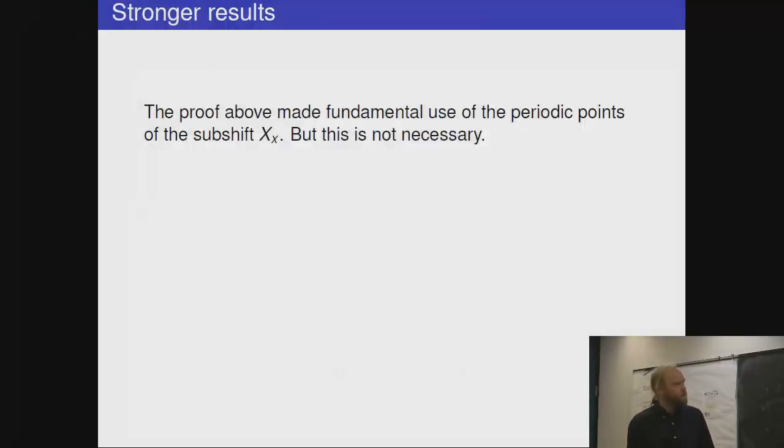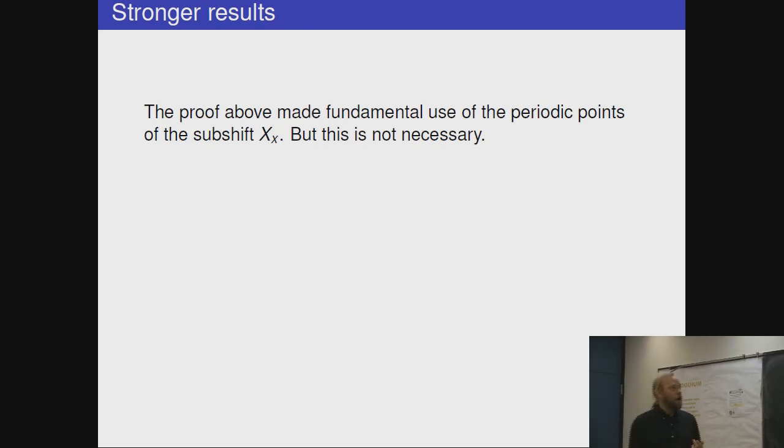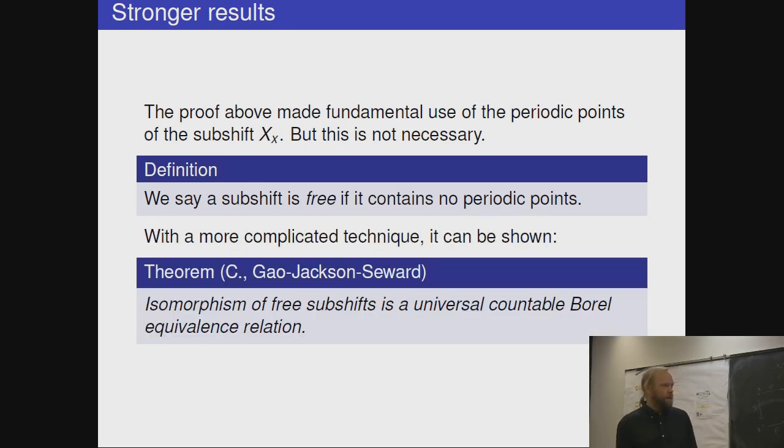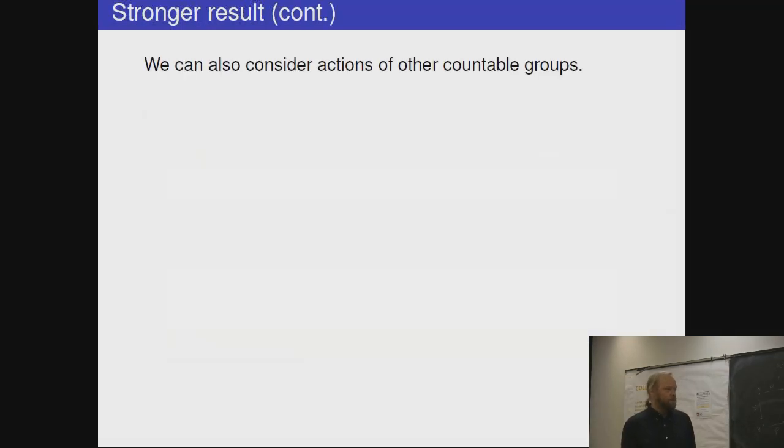In fact, let's say a few more things very quickly. The proof that I gave here, or claim to have given here, really used periodic points in a fundamental way, but this is actually not necessary. You can get rid of this fact. We say a subshift is free if it contains no periodic points. And in fact, you can show, with a significantly more complicated technique, that if you just look at free subshifts and look at the isomorphism problem here, it's the same complexity. It doesn't get any simpler if you restrict yourself to free subshifts.